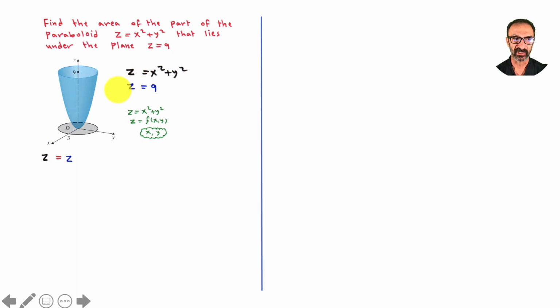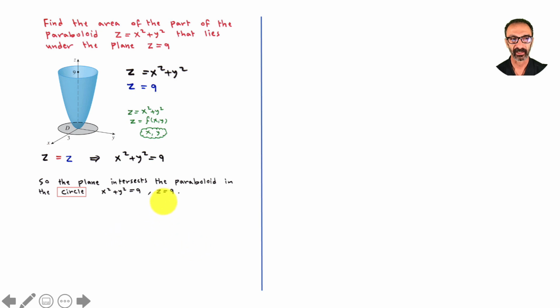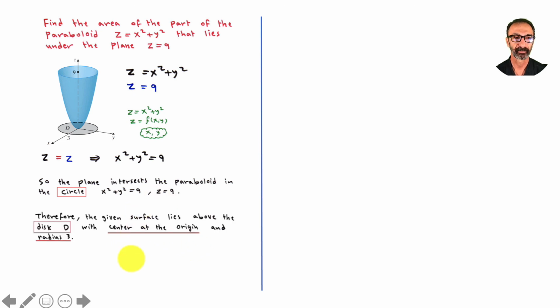Setting z equal to z, this plane equals this surface, they're going to meet at this circle. x squared plus y squared equals z, but now I want to make it equal to 9, and that means it's a circle with radius of 3 up here at z equals 9 all the way up. Well, the projection of this will be down here, which is in gray. Therefore, the given surface lies above the disk D with the center at the origin and the radius 3.